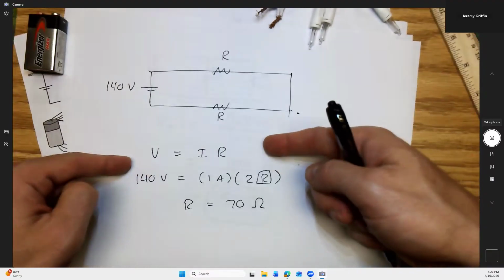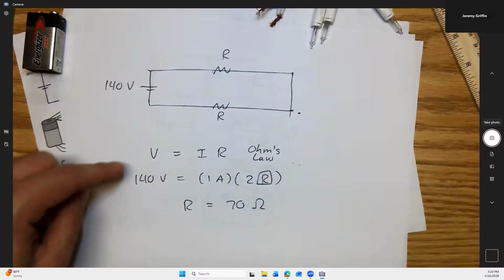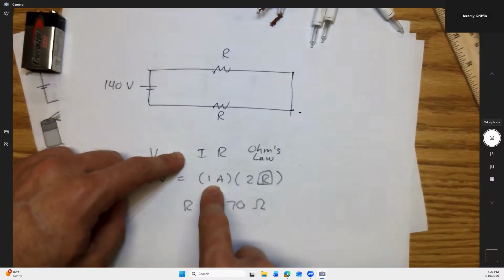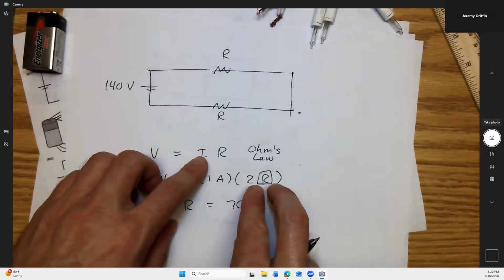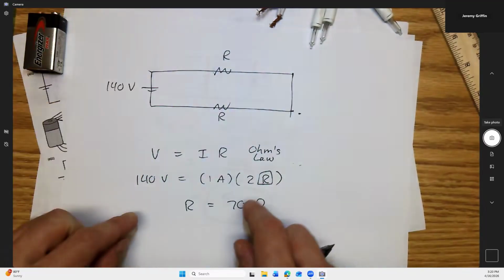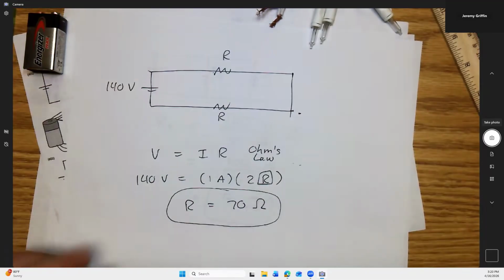2R. Now here's Ohm's law. I'll label this one Ohm's law. We have 140 volts in the place of the voltage, and 1 amp in the place of the current. In place of the overall resistance, I'll put 2R, where this R represents an individual resistor. Then just divide by 2, get 70 ohms. There you go. Or if you work back from the answer, if you had 70 here and 70 here, that makes 140 ohms. 140 volts on 140 ohms brings you back to 1 amp.